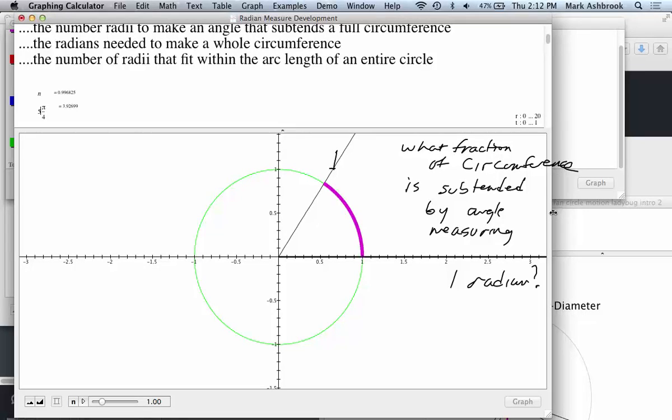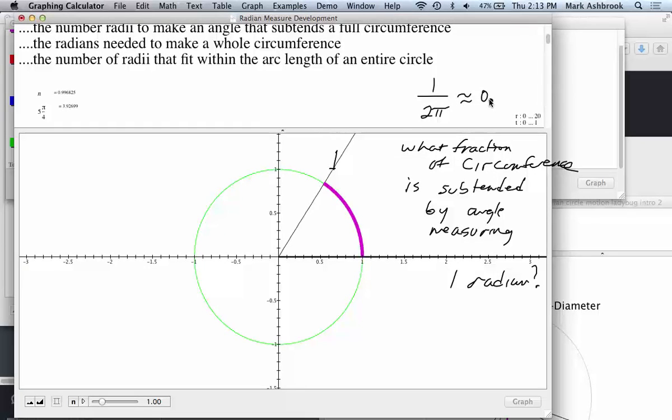So what fraction of the circumference is subtended by an angle measuring 1 radian? Okay, let's get it exactly. Can we do it precisely? 1 over 2 pi. So if 2 pi is the full rotation in radius lengths, then we're taking 1 of those, and that's the fraction.